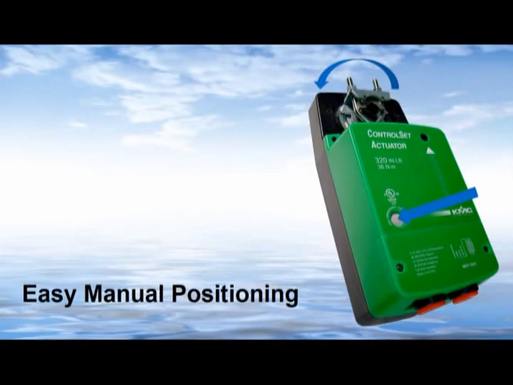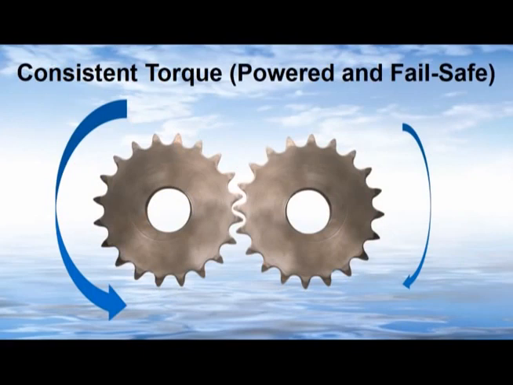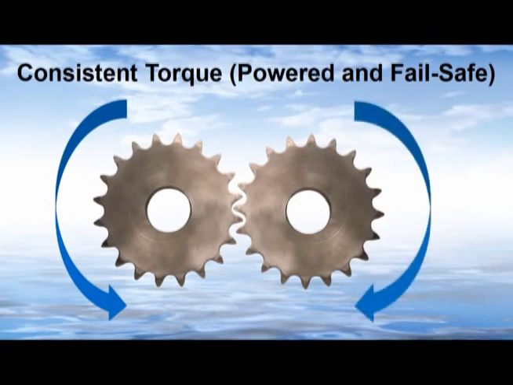Spring returns, on the other hand, usually require a wrench to manually wind the shaft into position, if manual positioning is available at all. Spring returns typically drive much faster and with excessive torque during fail-safe mode, potentially damaging equipment, but capacitor-driven actuators provide consistent torque during fail-safe as well as powered modes.